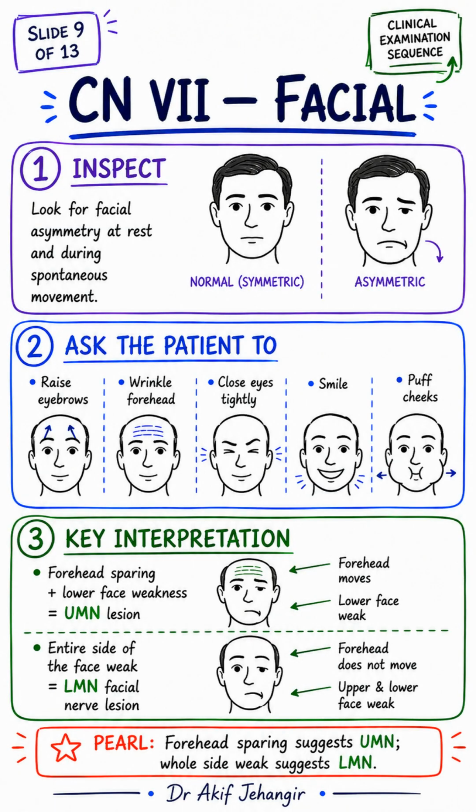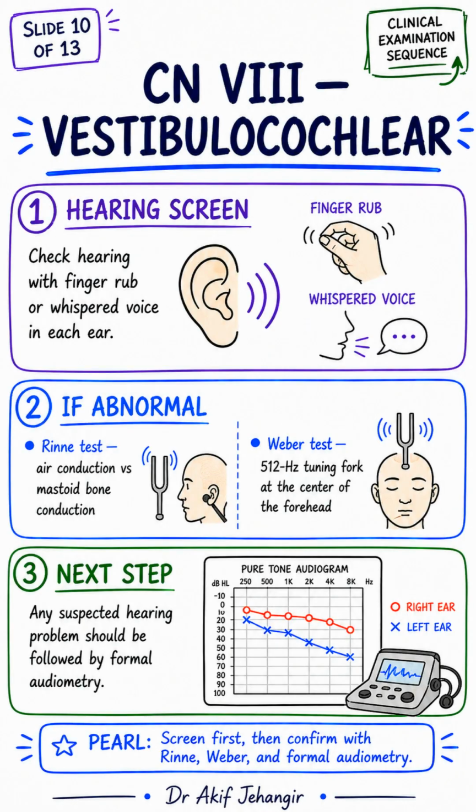Cranial nerve 7 is facial. Look for facial asymmetry at rest and during movement. Ask the patient to raise the eyebrows, wrinkle the forehead, close the eyes tightly, smile, and puff out the cheeks. Forehead sparing suggests an upper motor neuron lesion, while weakness of the entire side of the face suggests a lower motor neuron lesion.